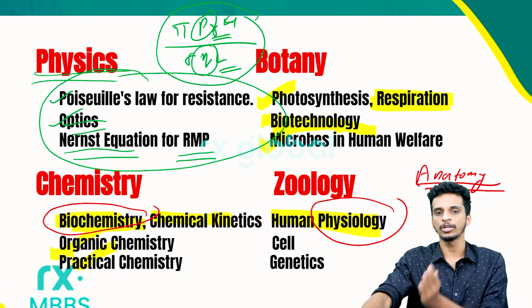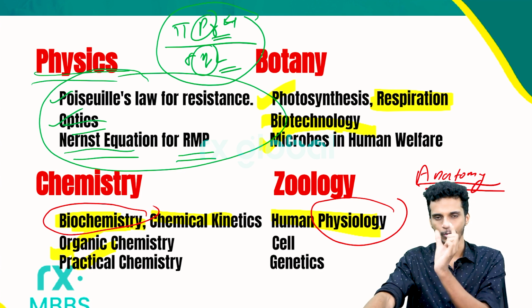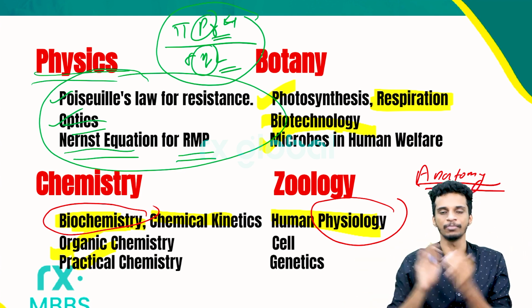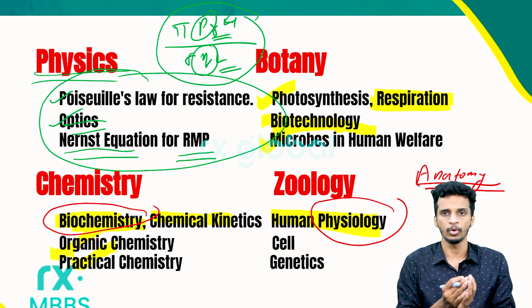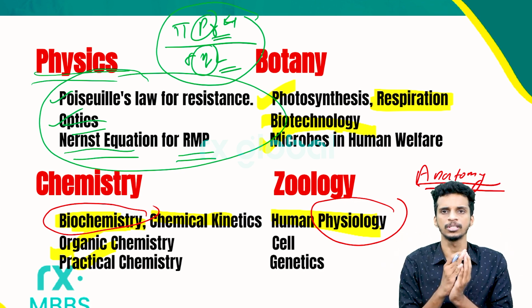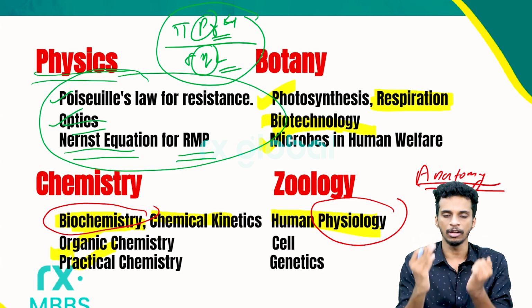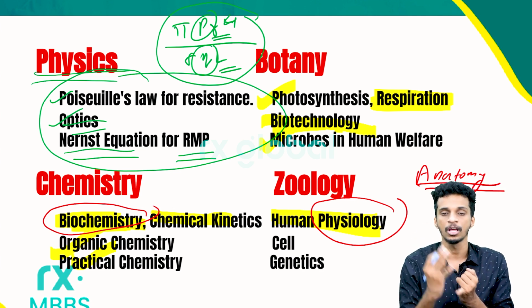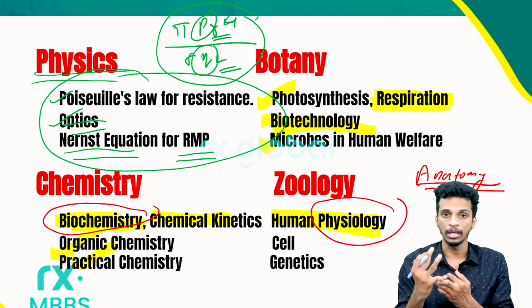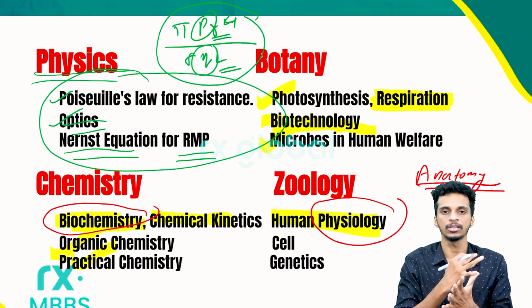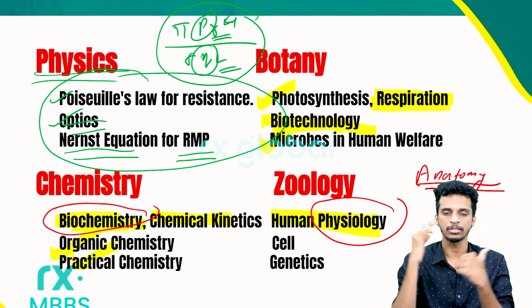So human physiology, you have studied as a unit in your higher secondary education. Here you are going to study it as a separate subject. Here you will know about the different systems in the body, how human physiology works, how the cardiovascular system works, how our nervous system works, how the renal system works, how the gastrointestinal system works, how our reproductive system works, how our endocrine system works.